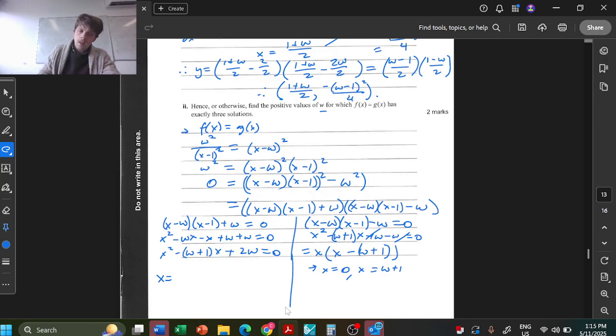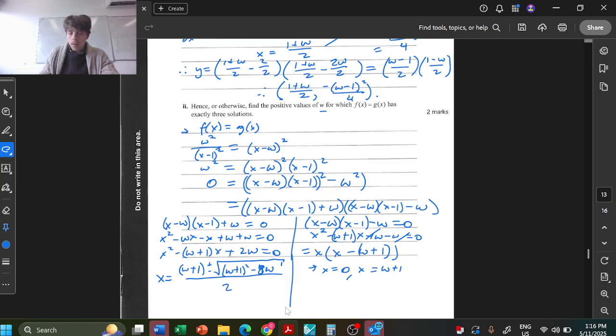So that's negative b. So that's w plus 1 plus or minus the square root of b squared, so w plus 1 squared minus 4ac, so 4 times 1 times 2w, which is going to be 8w, over 2a.